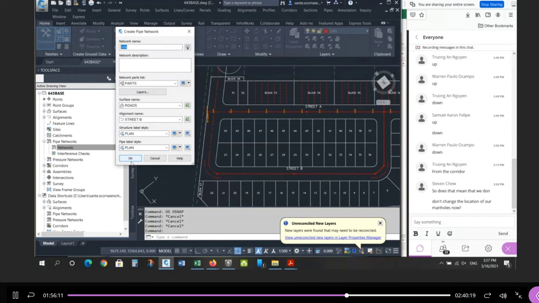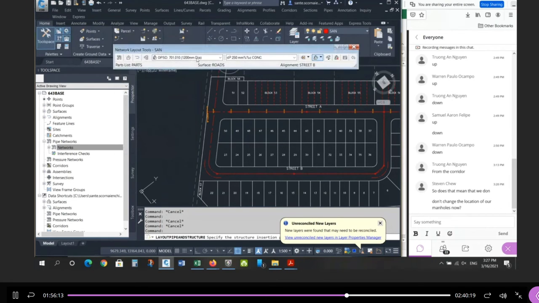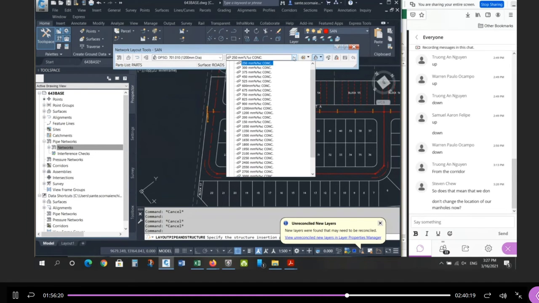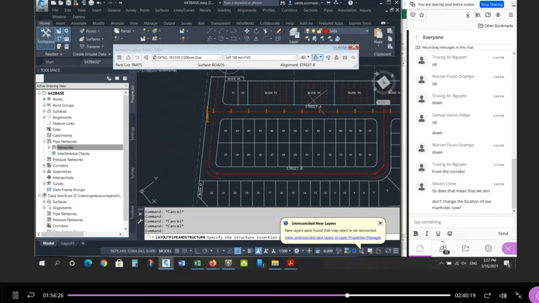Okay. So I'm going to say OK. You'll get a dialog box. Keep the default size, the 1200 millimeter diameter maintenance holes. So don't change this. But here now we want to start digitizing. And I'm going to use PVC pipe. Okay, so I'm going to go with PVC pipe. And the first pipe is a 150. And now I'm going to start digitizing.